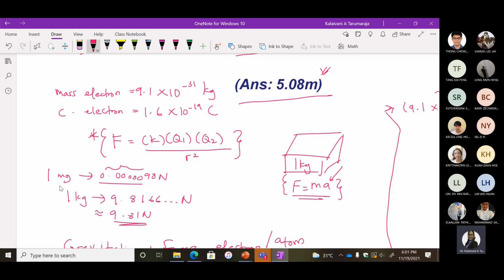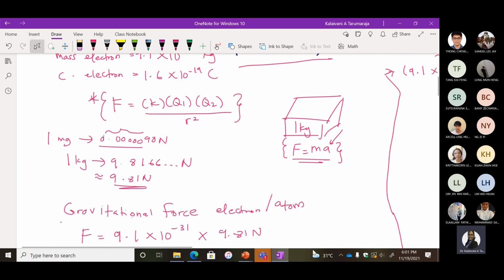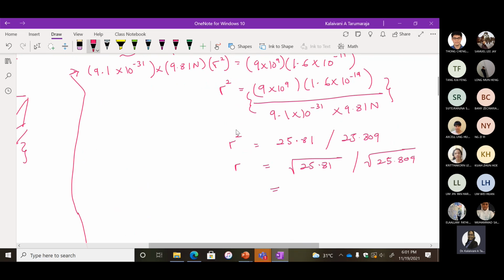That's the thing, because we have milligram and we have kilogram, but in your question they only highlighted kilogram. Okay, where we stop. Just have a look at the answers here. They wrote 5.08 milli. When we square root this, because they asked for distance, of course the power 2 moves to the next part and we take the square root.